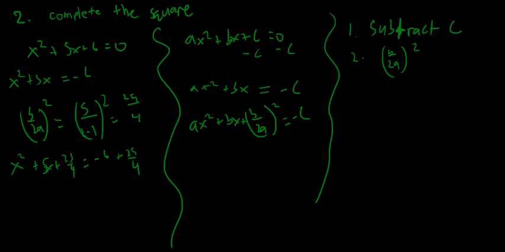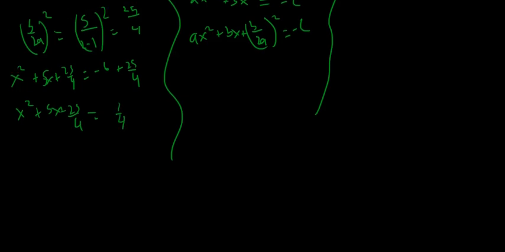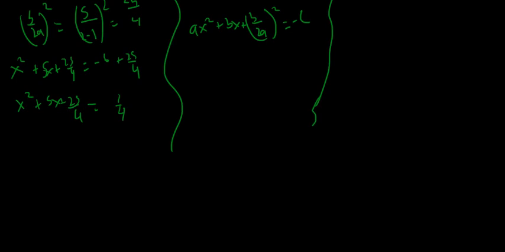Now, we'll solve this out here, and what we'll find is x squared plus 5x plus 25 over 4 is equal to 1 over 4. Okay, and now once we solve for that, now we just have to factor it out. Then we'll just have to factor and solve.